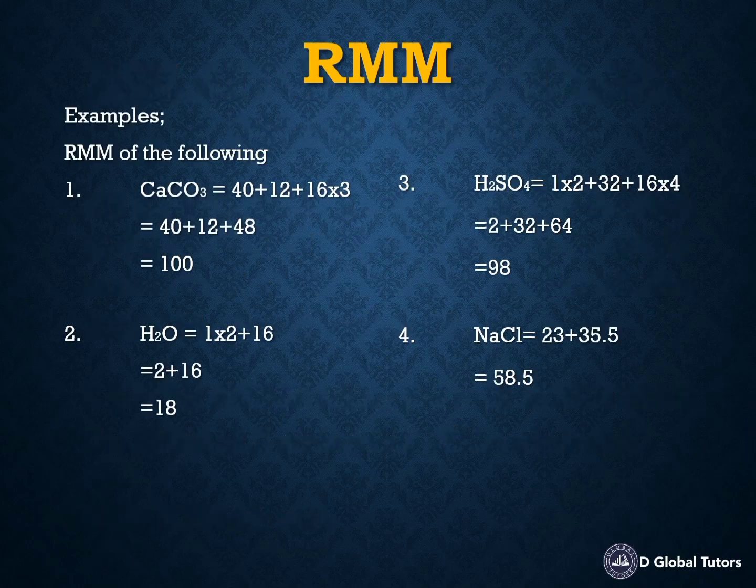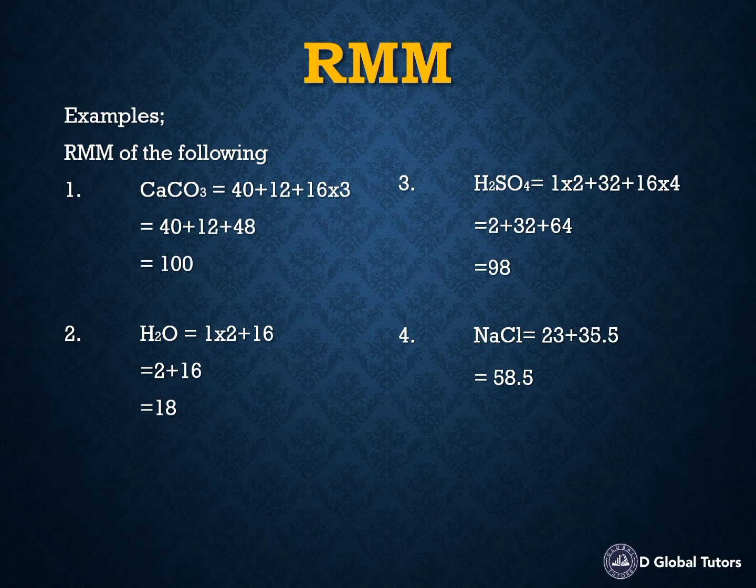The next thing, let's take examples on how we can calculate the relative molecular mass of some compounds. Example number 1, we want to calculate the relative molecular mass of CaCO3, calcium trioxocarbonate 4. How do we calculate that? We just defined relative molecular mass as taking the summation of all the relative atomic masses of the atoms involved in one molecule of the compound.